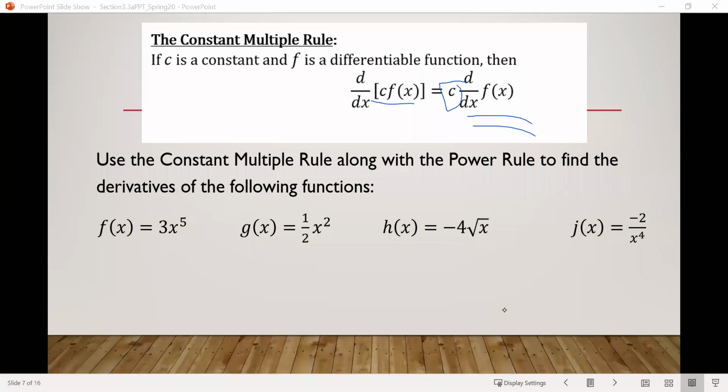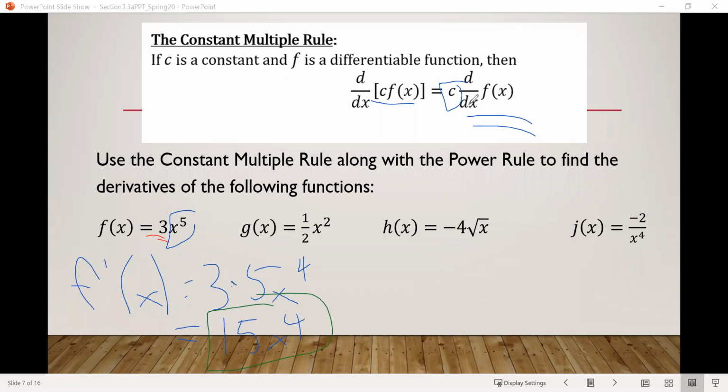So here we have f of x equals 3x to the 5th. Notice there's a constant out front. So we have that 3 there. So to find the derivative of this, well, all we need to do is take that 3 and multiply it by the derivative of the other function, so x to the 5th. Well, using our power rule, if we bring the 5 down, that'd be 5, and then x to the, and we subtract 1 from the exponent, so we get 5x to the 4th. We can multiply the 3 and the 5, and so we end up with 15x to the 4th. Okay, so 15x to the 4th would be our derivative of 3x to the 5th.